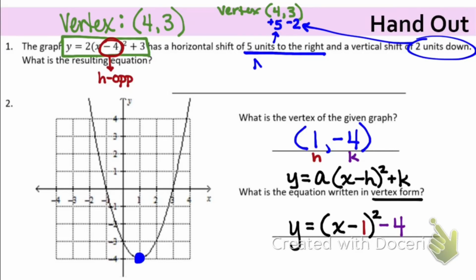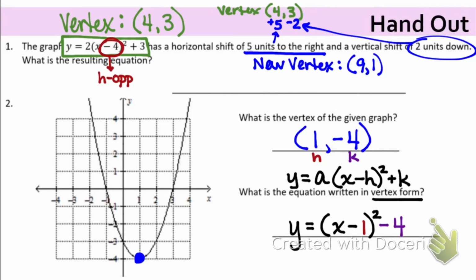So where is our new vertex then? At 9, 1. Did they say anything about a new stretch or a new compression? So all the stuff that A controls, none of that changed. They didn't say anything about any changes there.